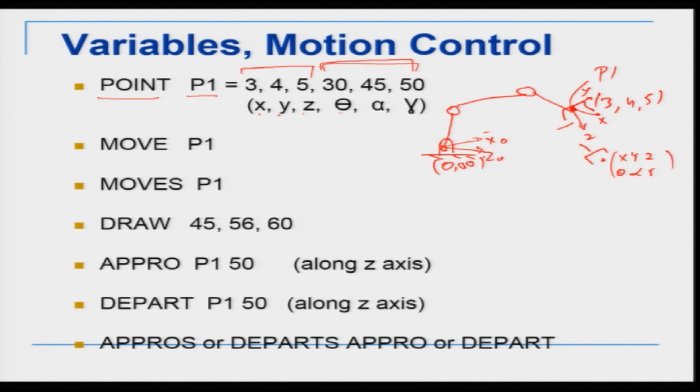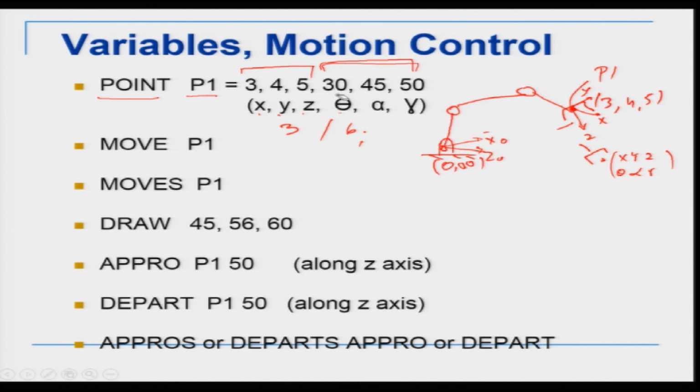So, this basically has 6 parameters. The first 3 are x, y, z, the second are theta, alpha and gamma. Now, if I do not specify this, then it basically means that this is 0 0 0 or we are not interested. Okay. So, you can only give this 3 or you can give all the 6. So, we can give just 3 or we can give 6. Now, this defines a point in space.